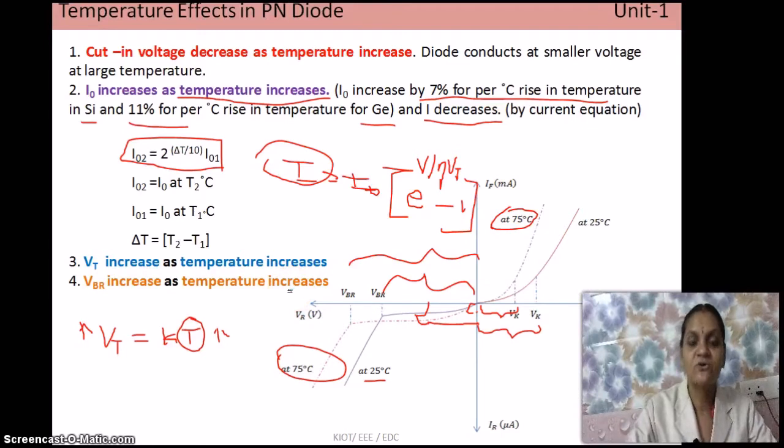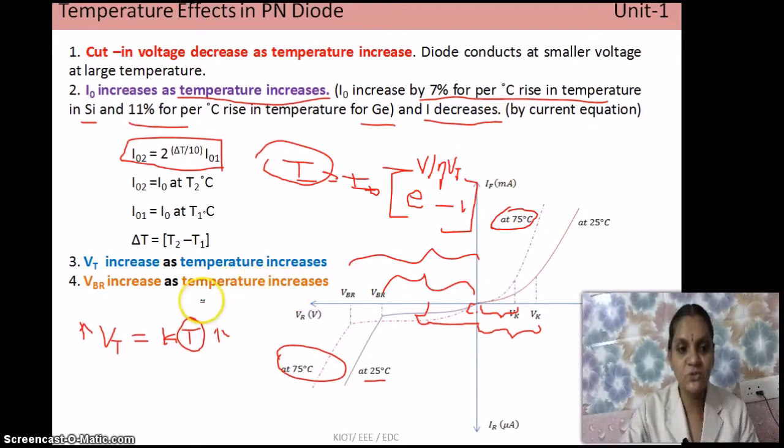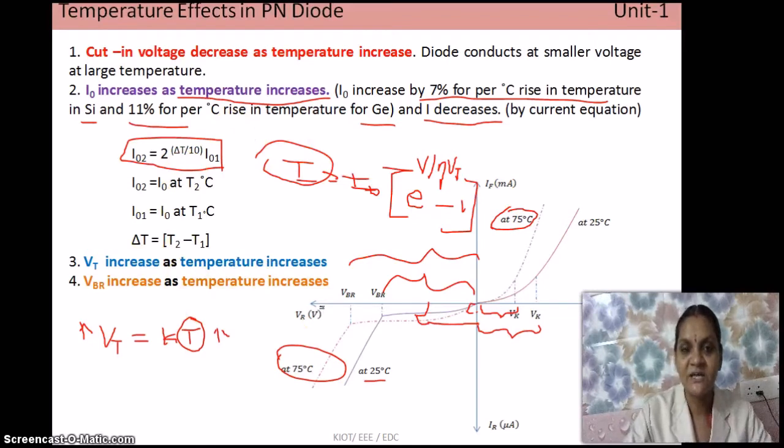Right. So to avoid all these effects, we have to use the device carefully. Normally we use a device at room temperature only. Suppose this diode is meant for practical applications at some higher temperature, then minority charge carriers should also be taken into consideration. That is one important point you have to keep in mind. So these are all the four effects.